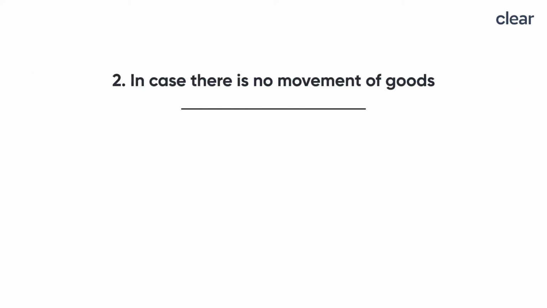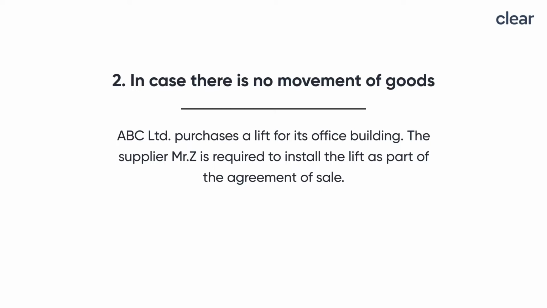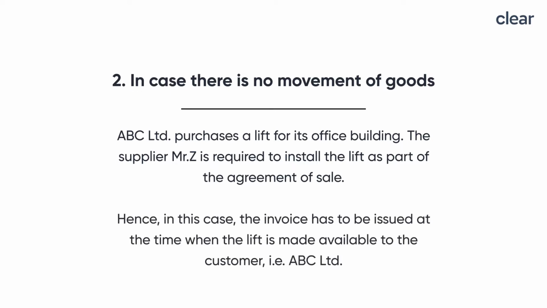Now, let me give you another example for the second instance, that is, in case there is no movement of goods. ABC Limited purchases a lift for its office building. The supplier Mr. Z is required to install the lift as part of the agreement of sale. Hence, in this case, the invoice has to be issued at the time when the lift is made available to the customer, that is Mr. ABC Limited.